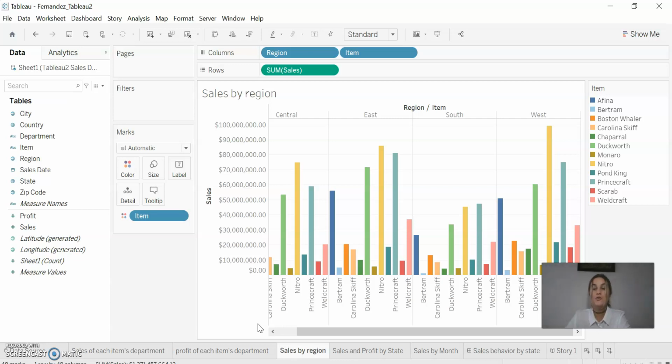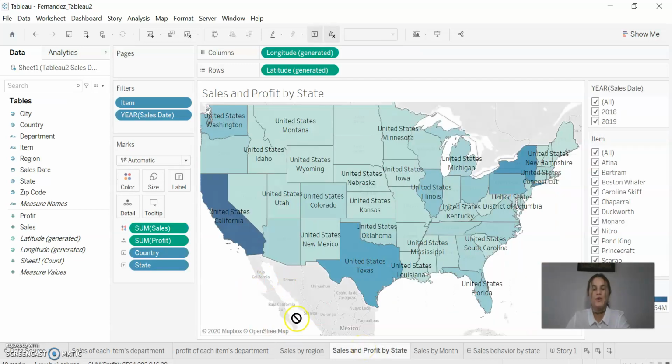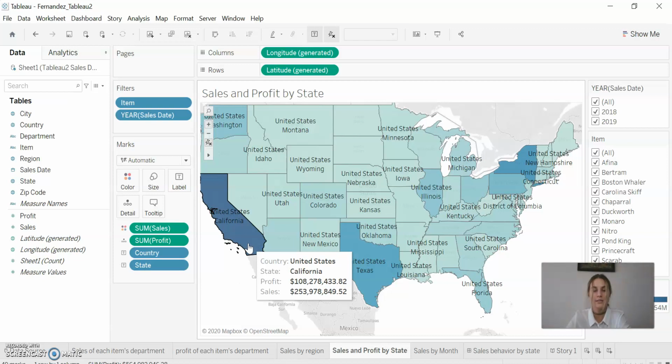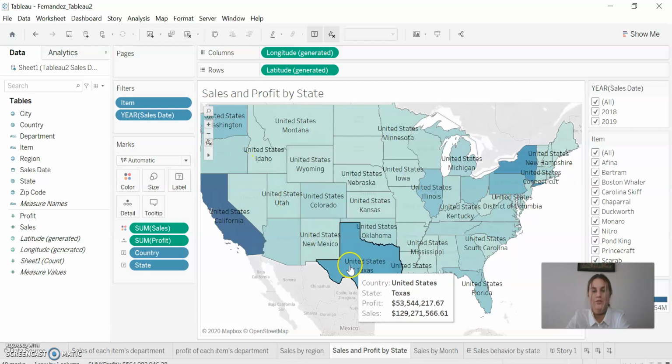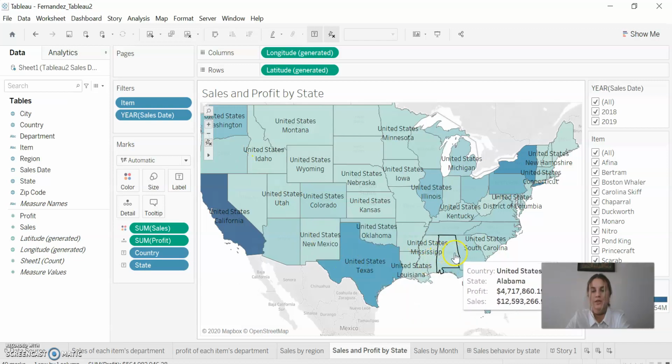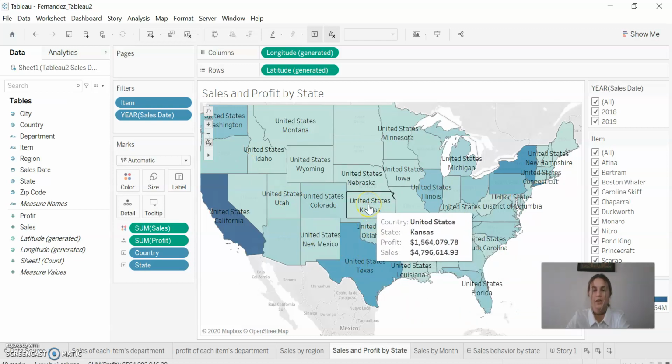So after getting a picture of how the sales are acting in the different regions, I wanted to include it maybe in a map so that it's easier to visualize. So over here I created this map, and if you put the cursor over the different states, you can see the profits and the sales and the states. You can just go over to see which state did really good, which state did not so good.